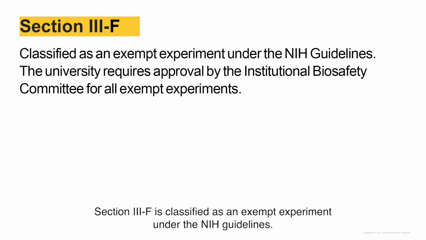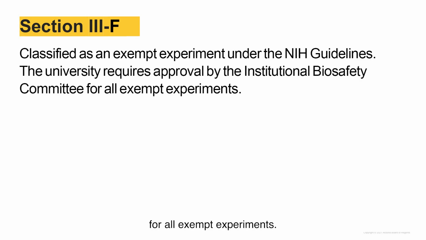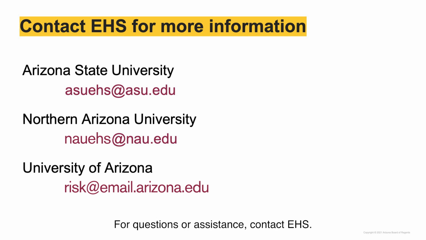Section 3F is classified as an exempt experiment under the NIH guidelines. The university requires approval by the Institutional Biosafety Committee for all exempt experiments. To receive credit for this training, complete the test with a score of at least 80%. For questions or assistance, contact EHS.